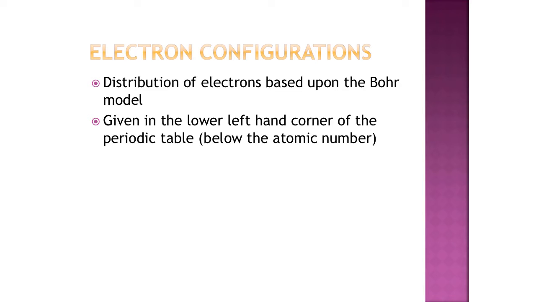So as we talked about in our last video, electron configurations are the distribution of electrons based upon the Bohr model. So it tells you how many electrons are in each shell, and it is listed on our periodic table right below the atomic number.